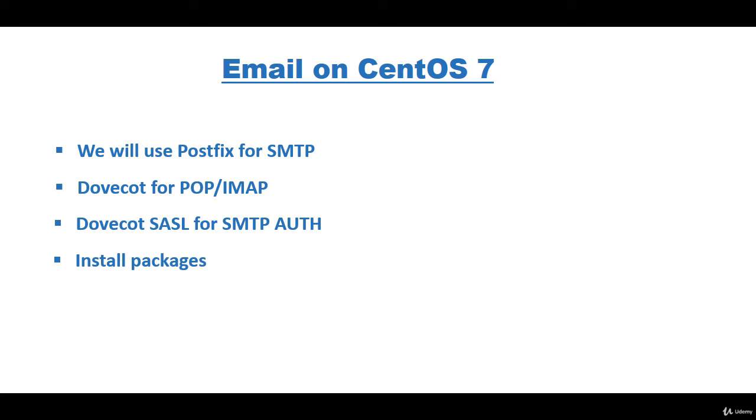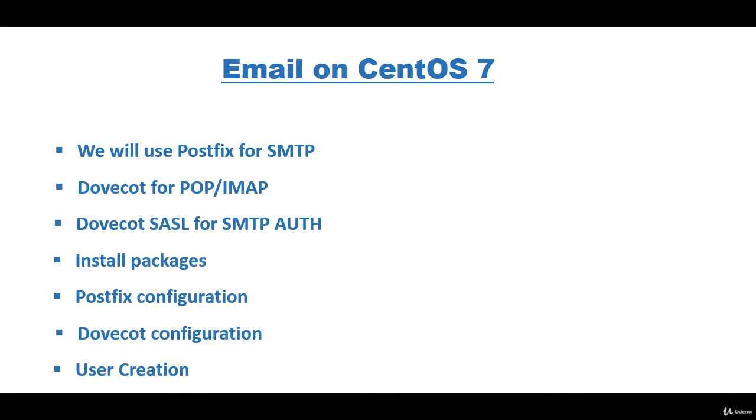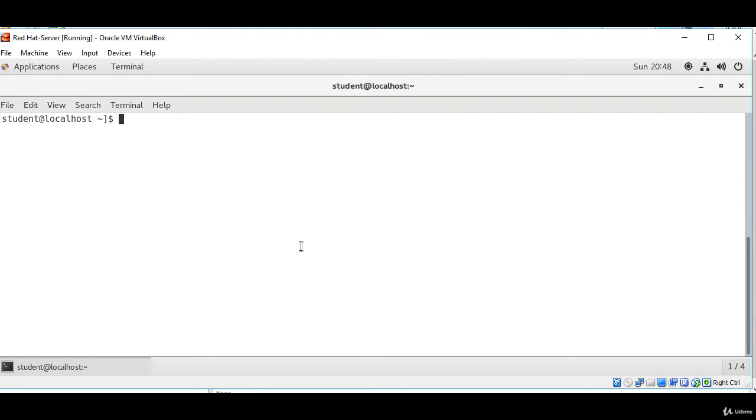In the steps, we're going to first install the packages, then configure Postfix, then configure Dovecot, and at the end we're going to create a user. So let's log into our server. Okay, so I'm currently logged into our Linux machine. This is a CentOS 7 or Red Hat 7 machine.